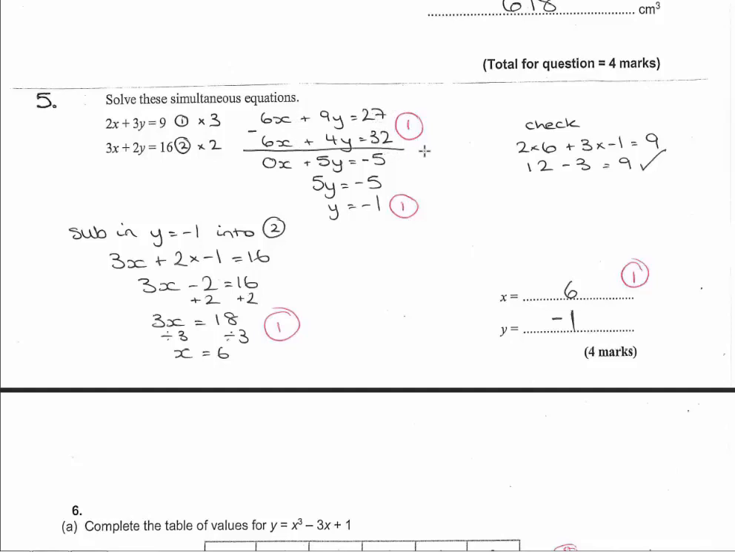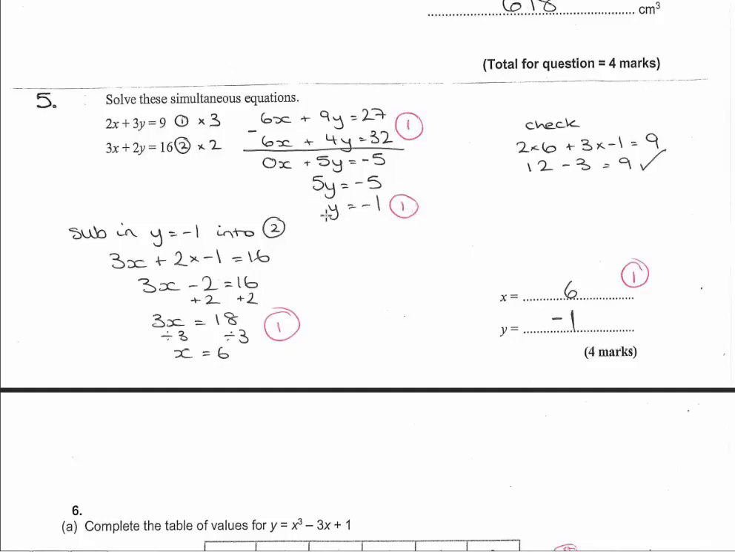That's a real important point, because what a lot of people do is they take the small number away from the big number. That doesn't make sense. So it's not going to be 5 here, it's going to be 27 take away 32, minus 5, in which case 5y is minus 5 and y is minus 1, so you get a mark for that.